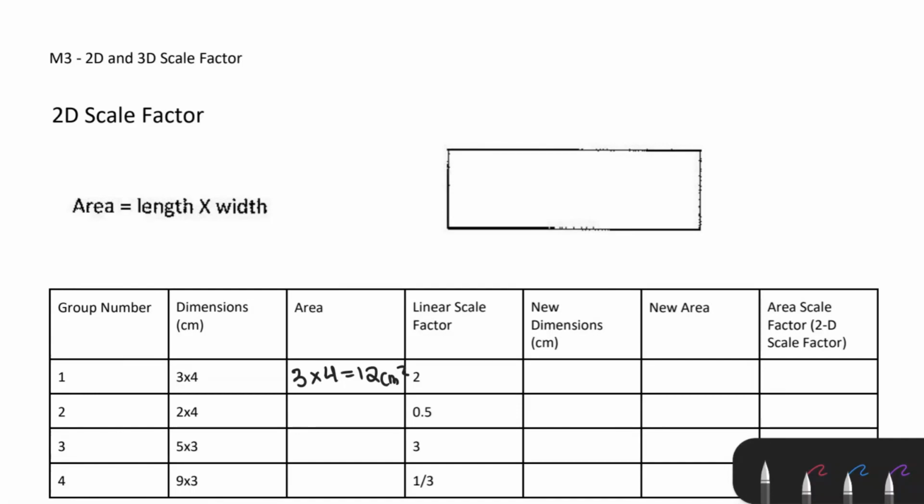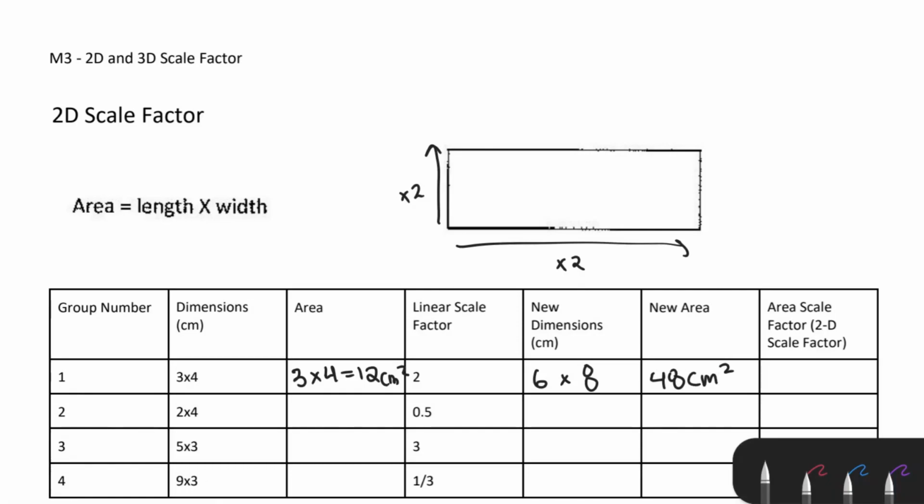If I have a linear scale factor of 2, that means that not only is my width going to get twice as big, my length is also going to get twice as big. So if I'm saying this whole thing in each linear, one-dimensional direction is getting 2 times bigger, my length of 3 becomes 6, and my width of 4 is going to become 8. So notice that when I find that new area and I actually do 6 times 8, I get 48 centimeters squared.